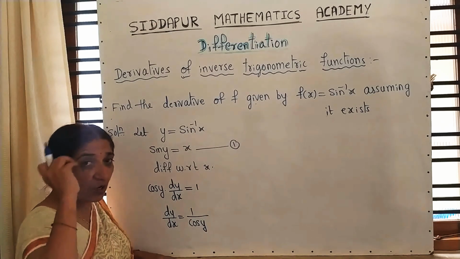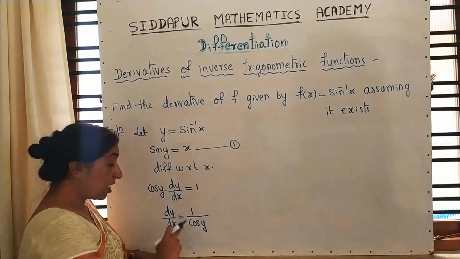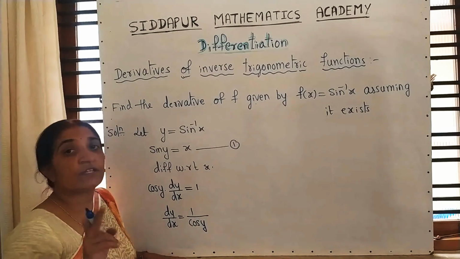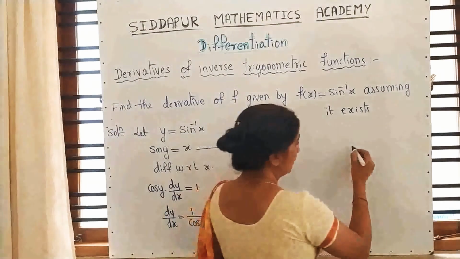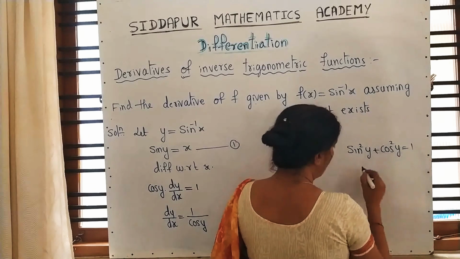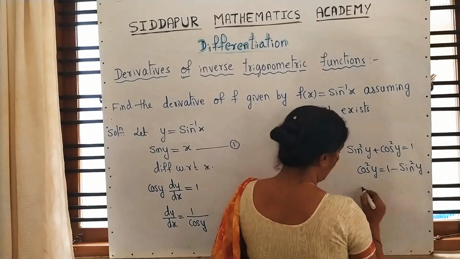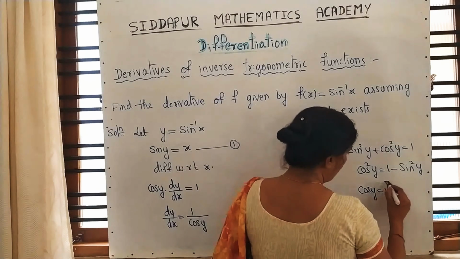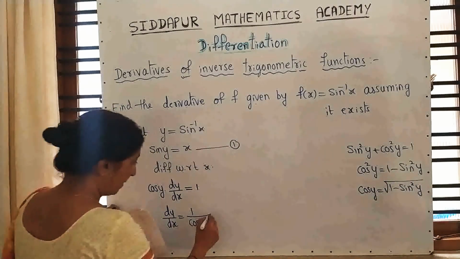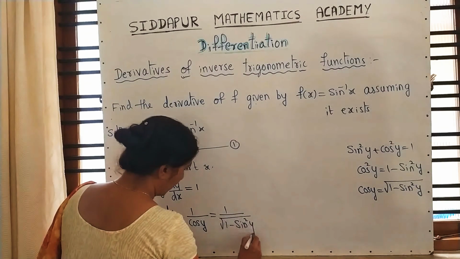Students, just recall the formulas you studied in the first year, trigonometric formulas. How do you convert cos y in terms of sine y with the help of an identity? See here, sine square y plus cos square y is equal to 1. Cos square y is 1 minus sine square y. What is cos y? Root of 1 minus sine square y. Correct? So this is 1 upon root of 1 minus sine square y.